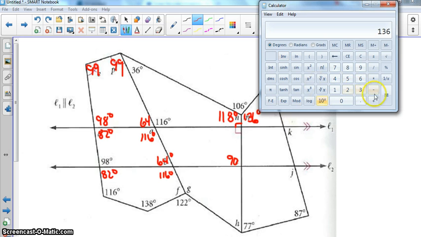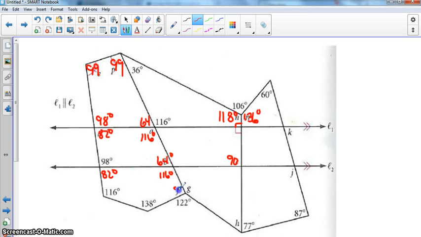So I'm going to take the sum here. Let's add these 4 angles we know up. So 82 plus 116 plus 116 plus 138. So if I hit enter, these 4 angles add up to 452, but in a pentagon the sum is really 540. So I'm going to take 540 minus 452. So that means F must be 88 degrees.